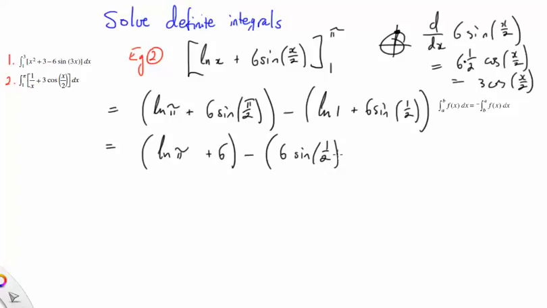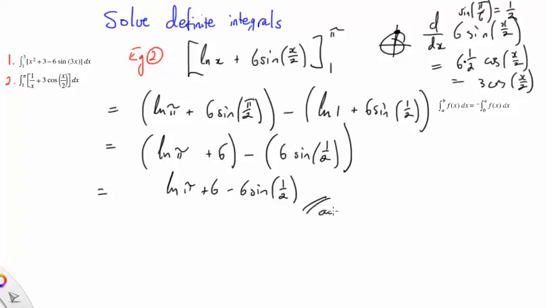Sine of a half, don't get tripped up here because you might think of exact values. Well, no, because it's sine of a half. Sine of a half is some number we don't necessarily know. Sine pi on 6 is 1/2. But sine of a half, we've just got to leave it. Well, our answer is the natural log of pi plus 6 minus 6 sine of a half. And there's our answer. Can't simplify it any further. That's the integral for number 2.